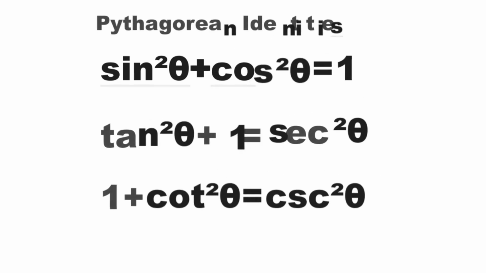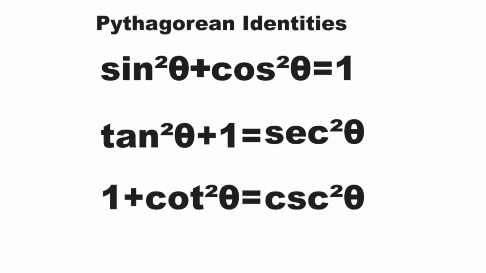We have now the three basic Pythagorean identities as sine squared theta plus cosine squared theta is equal to 1. The next is tangent squared theta plus 1 is equal to secant squared theta, and the last, 1 plus cotangent squared theta is equal to cosecant squared theta.